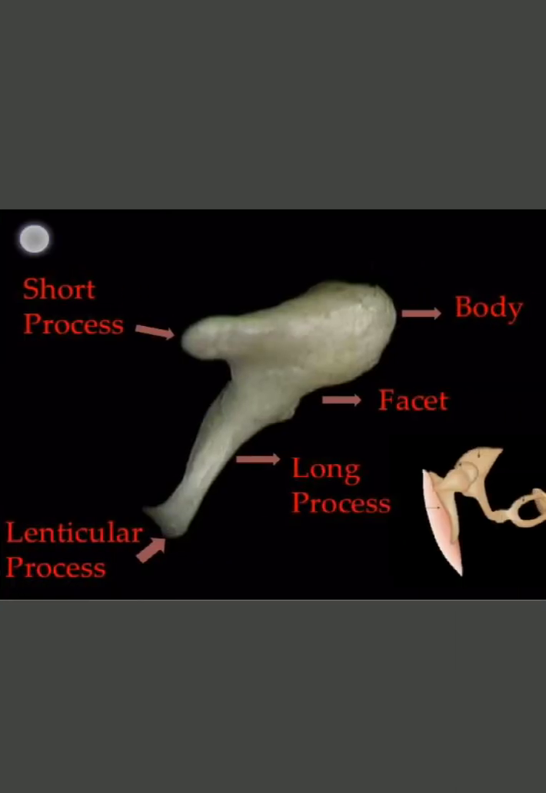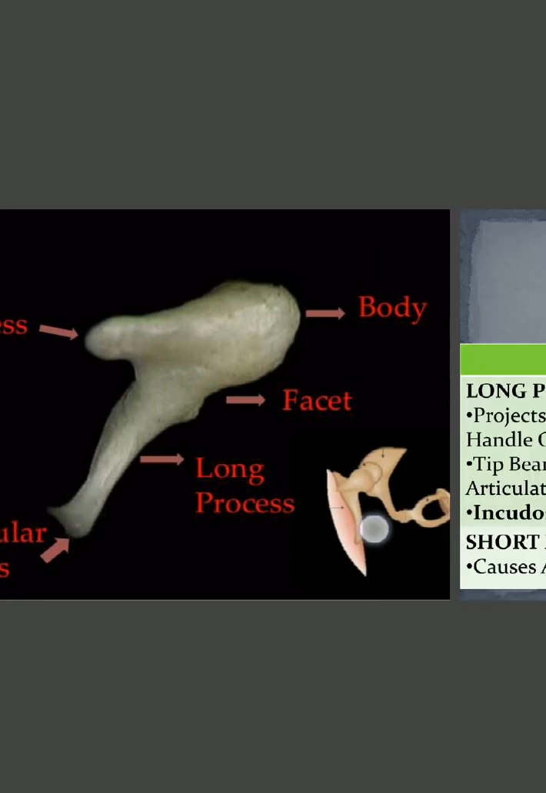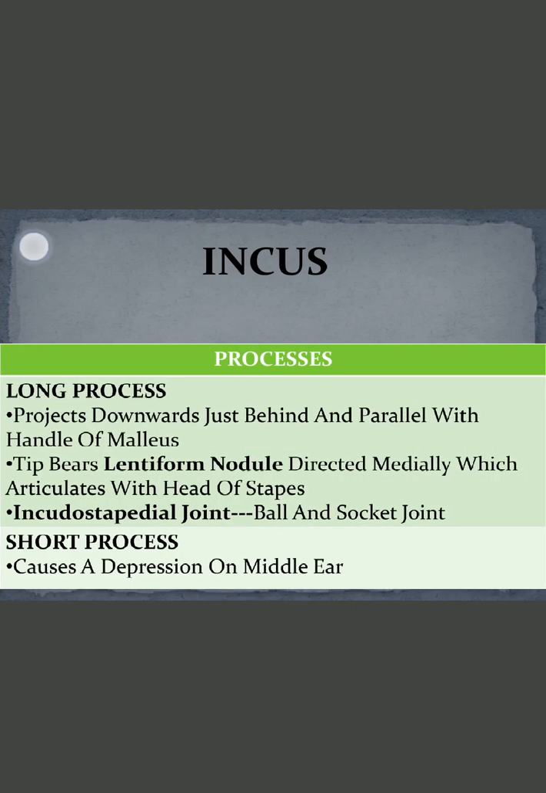This is incus, and these are all the parts of the incus: the large body with the facet, the short process, and the long process with the lenticular nodule. Incus has two processes, the long process and the short process. The long process projects downwards just behind and parallel with the handle of the malleus.